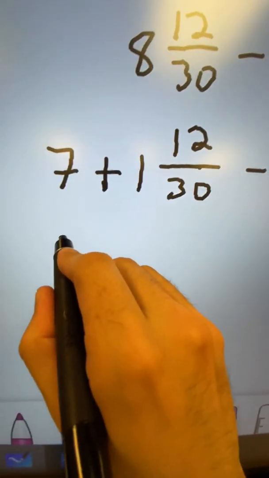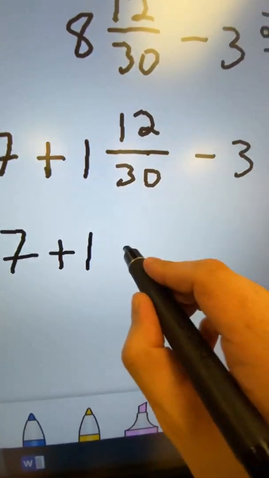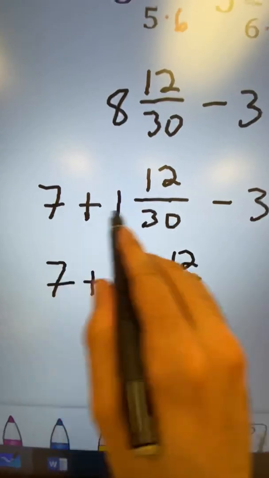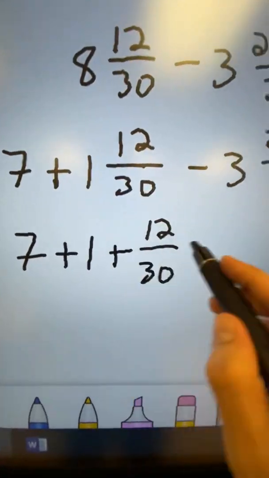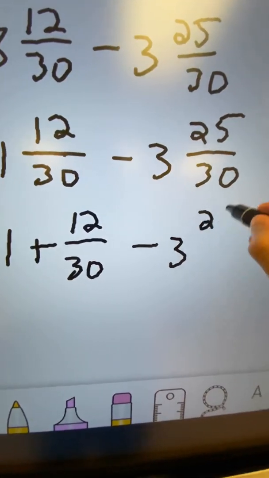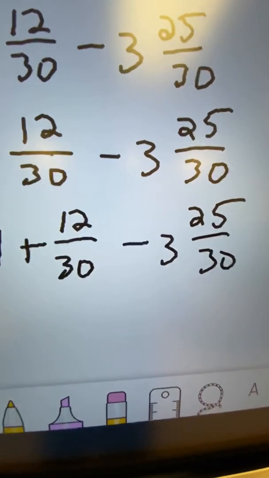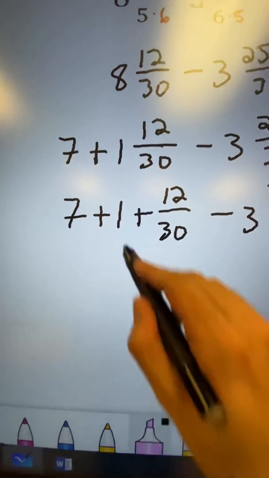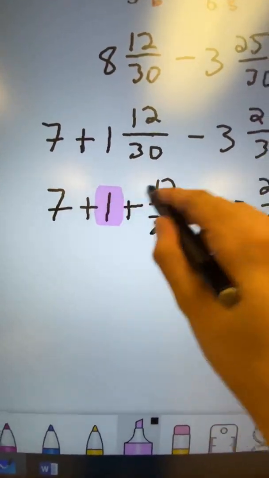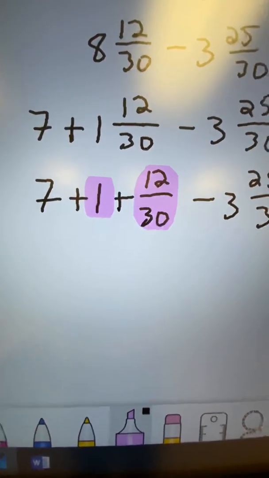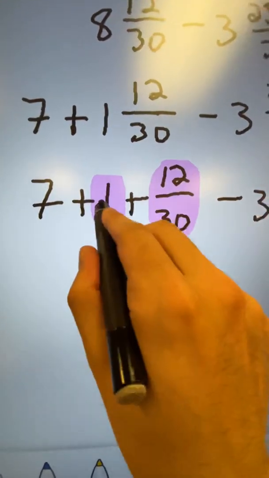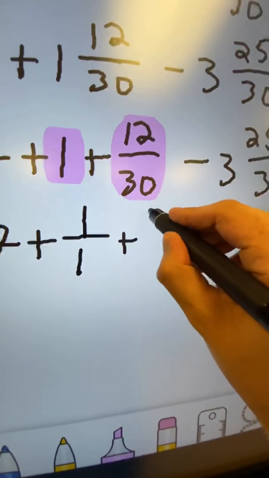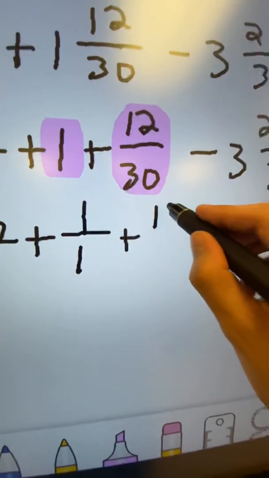And now I'm going to split this up one more time. 7 plus 1 plus 12 30ths. That's the same thing as this, and we know that is the same as that. So I can do that as well. And then just rewrite that one. Next, I'm going to rewrite this number 1 so that I can add it with this fraction. So I want to add these two together. So in order to add these together, I make the 1 into a fraction. 1 out of 1 is still 1.